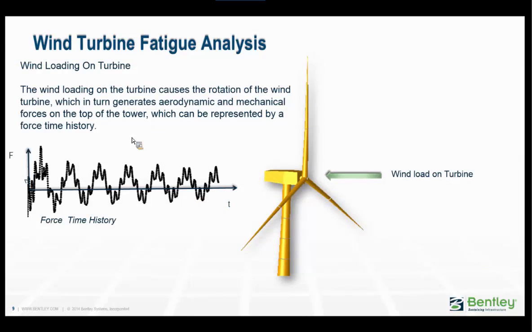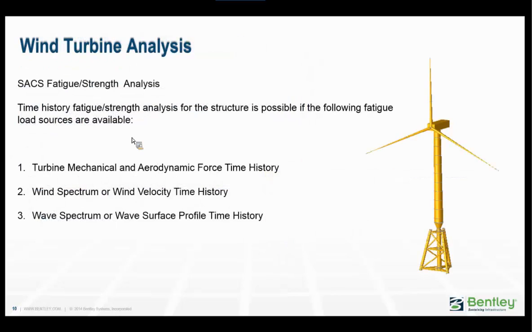The wind load on the actual turbine itself causes a rotation of the turbine, which in turn will generate your aerodynamic and mechanical loads on top of the tower. These can be represented directly as a force time history load. So provided we have the three sources of loading, the turbine mechanical and aerodynamic force, wind spectrum or wind velocity, and wave spectrum or the wave surface profile, we can go ahead and do a full fatigue or a strength analysis of one of these structures.